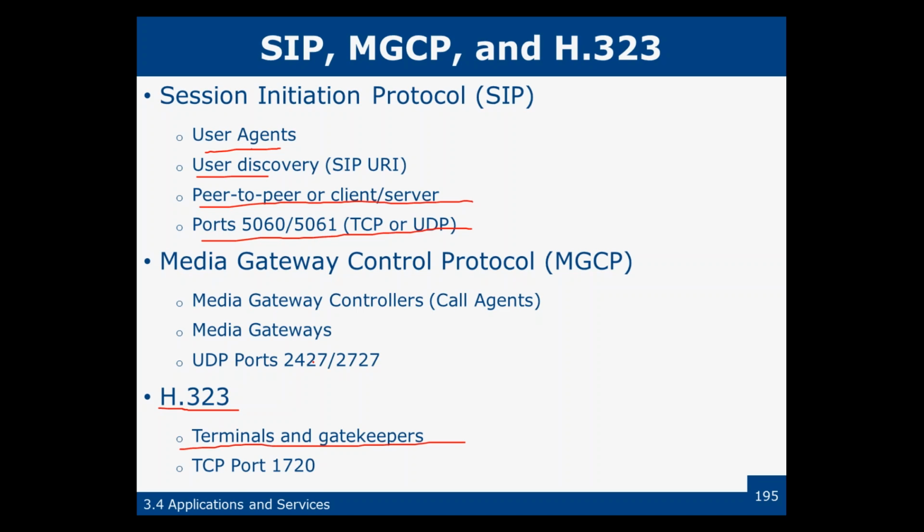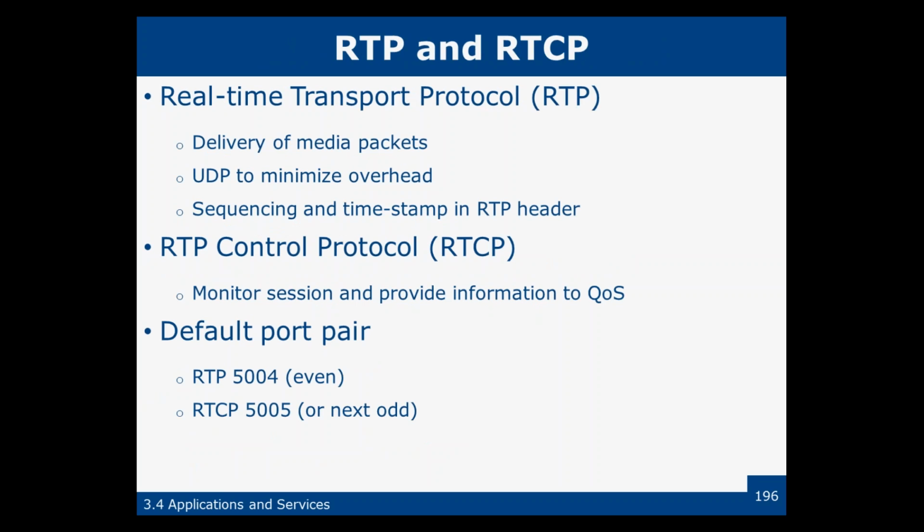H.323 predates SIP and MGCP. It was standardized in 1996. The current version was published in 2009, and even one from 2009, the way things go, is relatively old today.